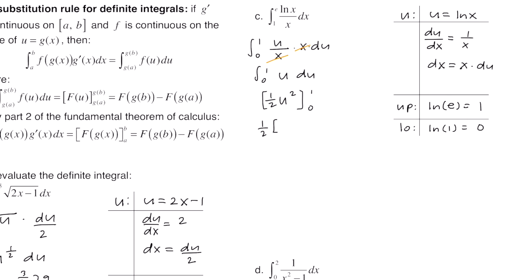I'm going to pull this 1/2 to the front. And again, because we converted our upper and lower limits, we don't plug the u back in. Instead, we just take the converted limits and we plug them straight in for u. So our final answer is 1/2.